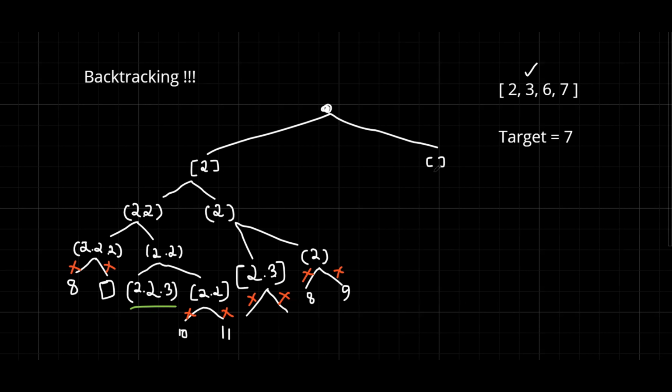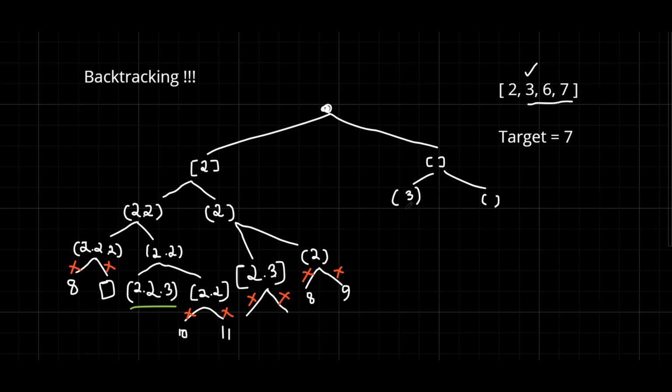Now, for this empty vector, we have the choice 3, 6, and 7. We should not consider 2 as a choice because in this path, we have already ignored 2. So it doesn't make any sense to include 2 here once again. Now, from this empty list, we can include 3 here. And our list will contain only the element 3. Or we can simply ignore the element 3 and our list will still be empty.